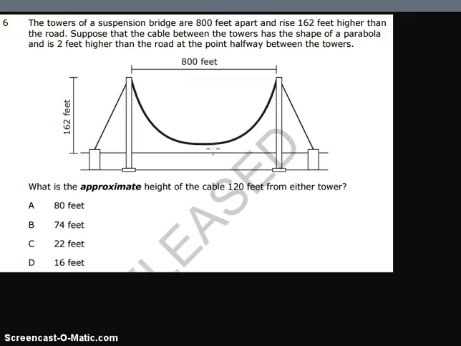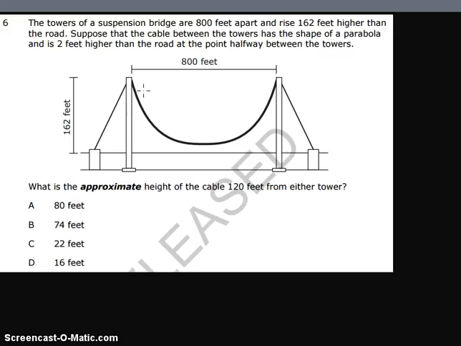It looks like a nice bridge, by the way. The towers of a suspension bridge are 800 feet apart. So from here to here is 800 feet apart, and rises about 162 feet higher than the road. So if this is a road, it's about 162 feet higher than the road. Suppose the cable between the two towers has the shape of a parabola, which looks like a wider parabola.